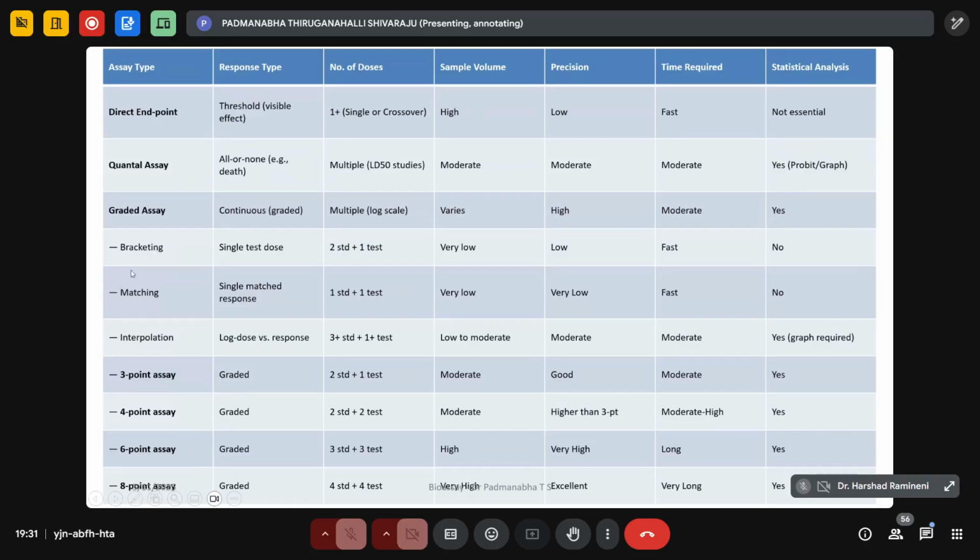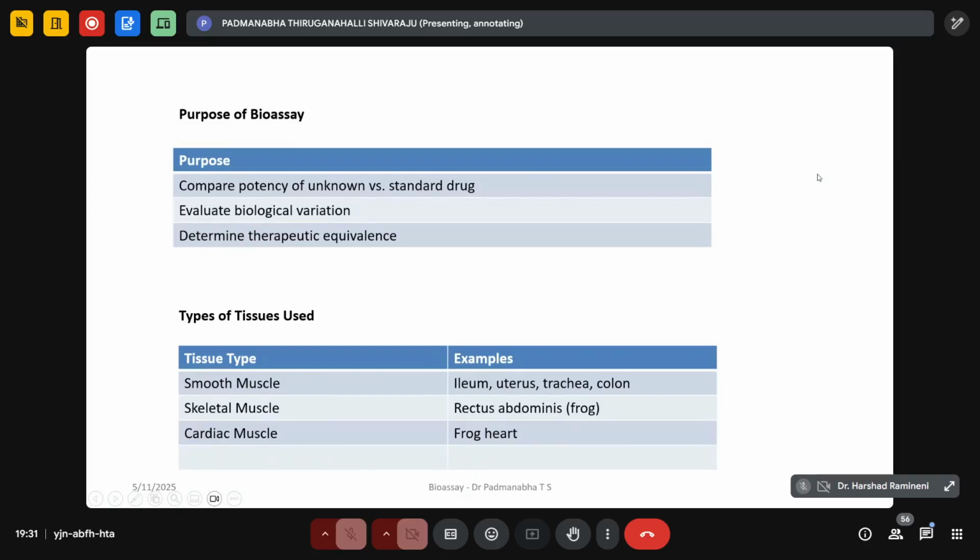As we said, for bracketing and matching, only very low doses are required. On precision, the 8-point assay is excellent, while the direct endpoint assay is very low. For time required, the direct assay gives a quick response, whereas the 8-point assay is a very time-consuming experiment. Statistical analysis is very valid and accurate with the 8-point assay, whereas here it is not essential. So that is the summary.